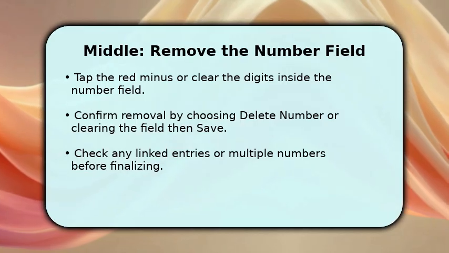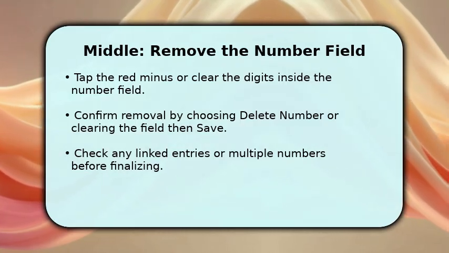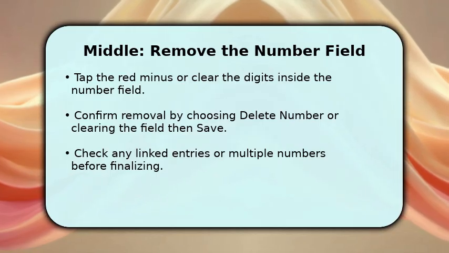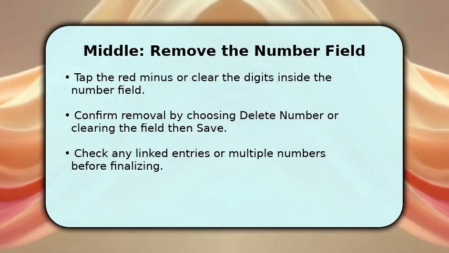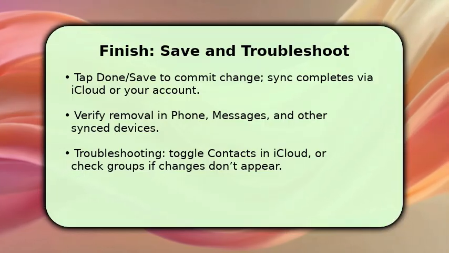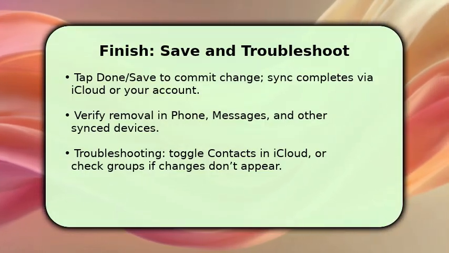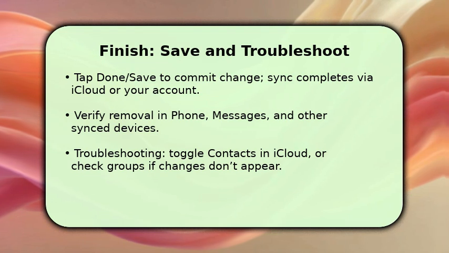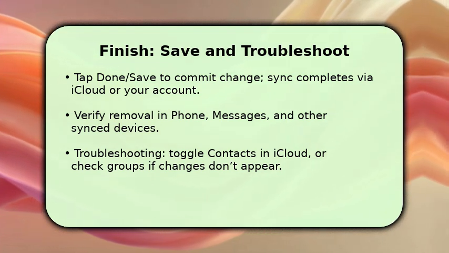If you have linked contacts, verify each linked record to avoid leaving duplicates. You finish by tapping Done to save the edit. iCloud or your account sync propagates the change. Check phone and messages to confirm the number no longer appears when calling or texting.